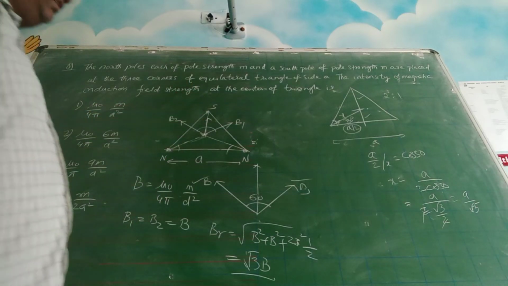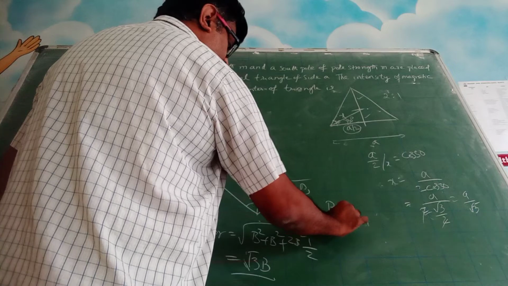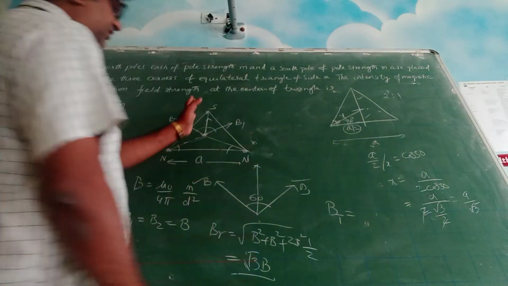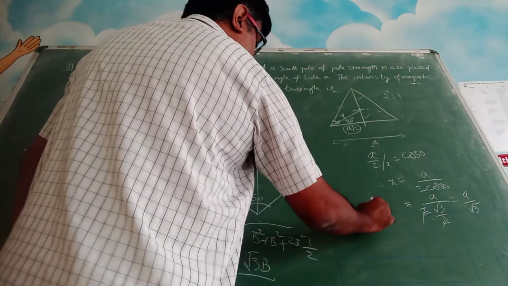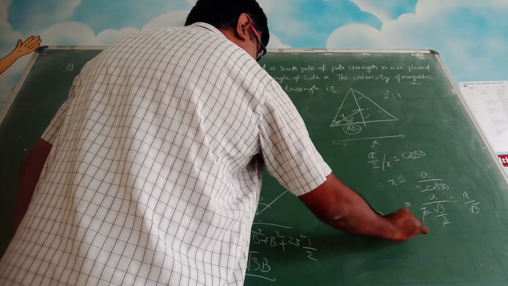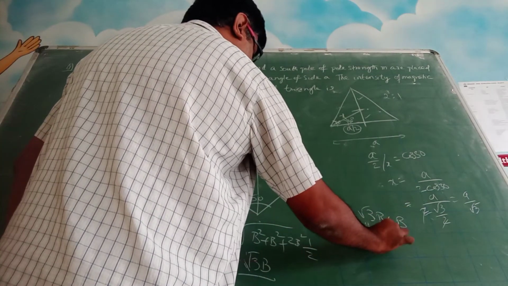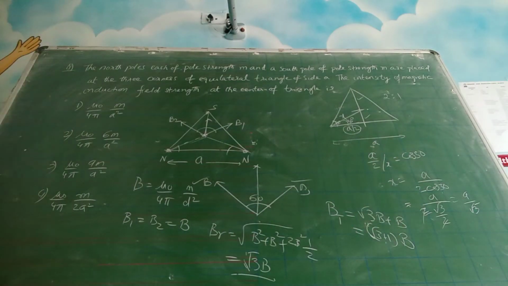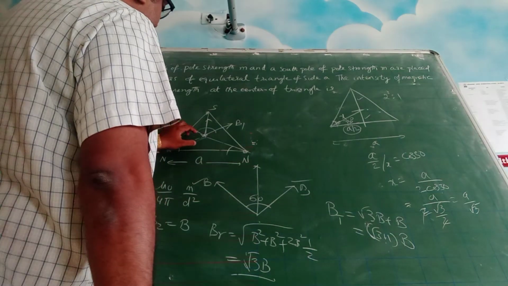So your total answer will be B total, equal to, you need to add this to that because they are in the same line. So this will be root 3b plus b, or root 3 plus 1 into b, unless otherwise I have made any mistake on the direction part.